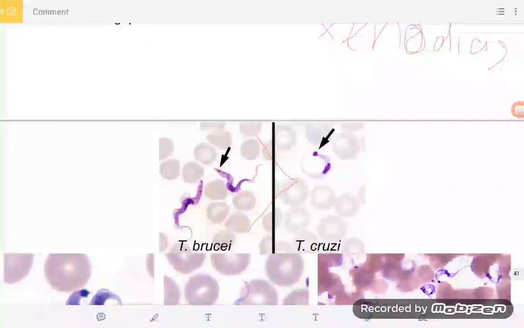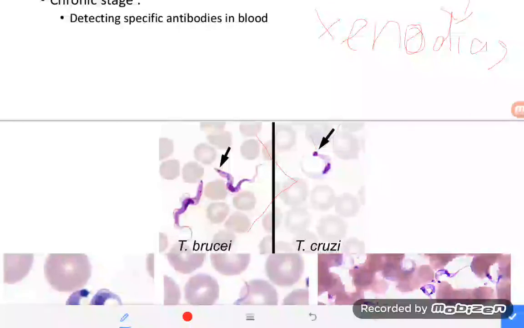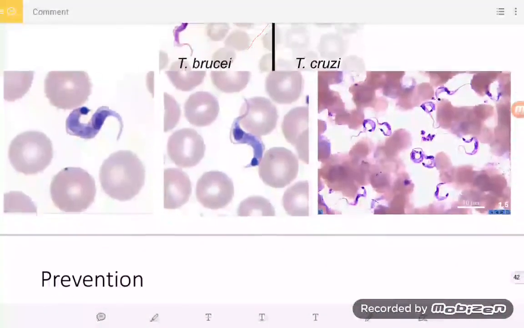And the color, we already discussed, but this mark is the kinetoplast. Anterior, posterior. This is the nucleus, this is the kinetoplast, this is the cytoplasm. Here you can see the undulating membrane, here you can see the flagellum, right? So you have to label these, and here you can also see the volutin granule, so remember that one. So this is the blood picture.